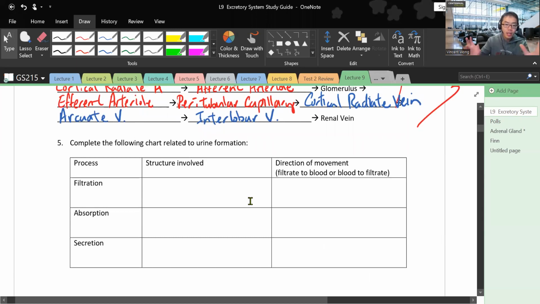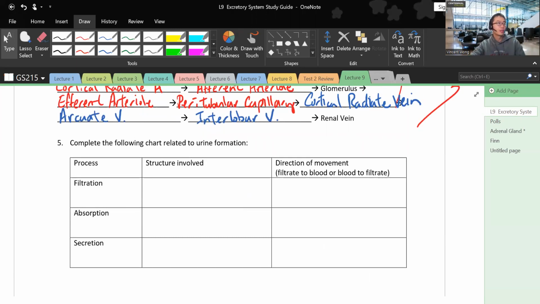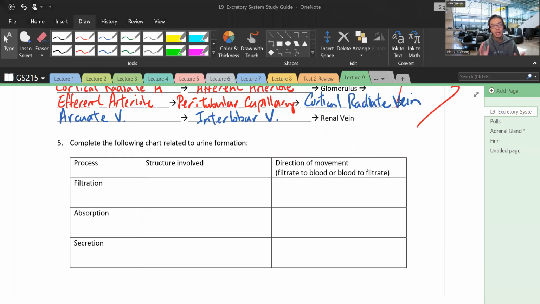So let's talk about the overall urine formation process. It basically has 3 steps: we have the filtration part, the absorption, and the secretion. The analogy I use in class to explain this is cleaning out a closet. I don't know how you clean out your closet, or if you do, but usually when I clean out my closet, I just take a bunch of stuff out from the closet and then I leave it on the floor. So that's kind of like the filtration process.